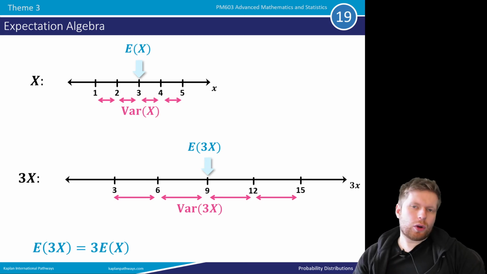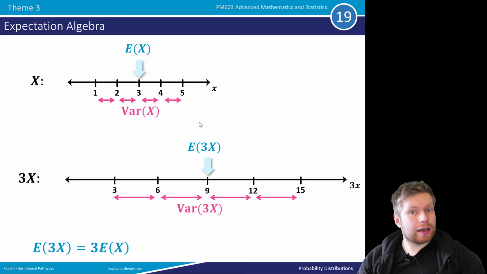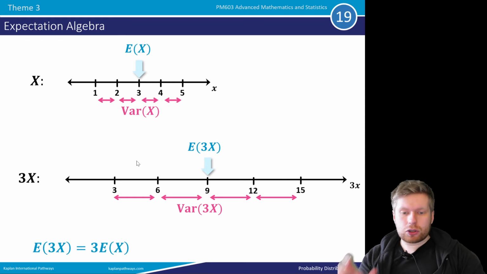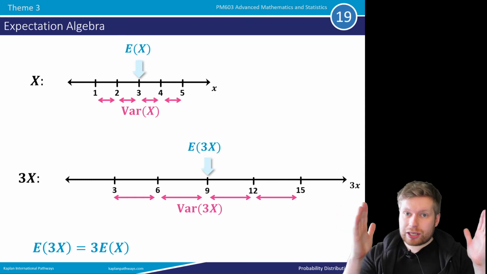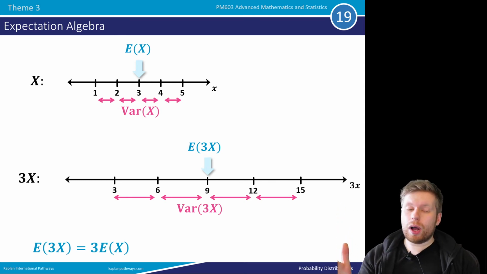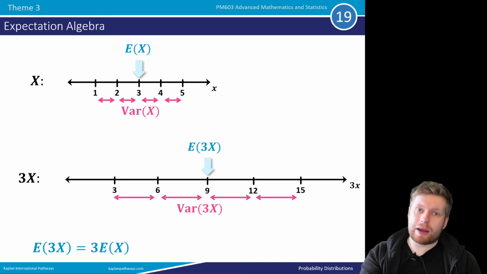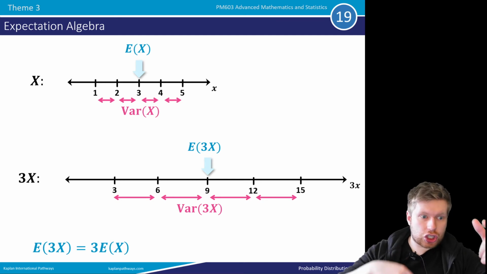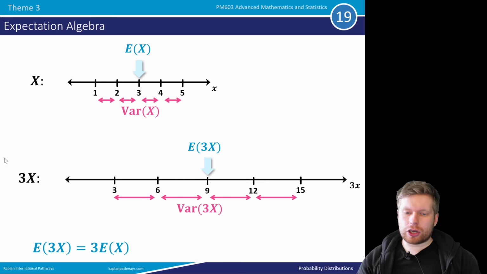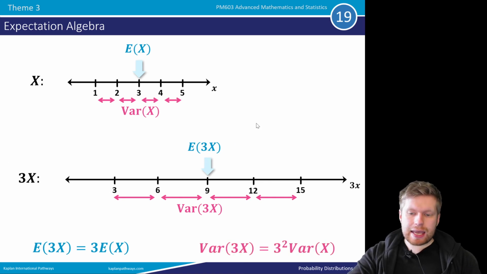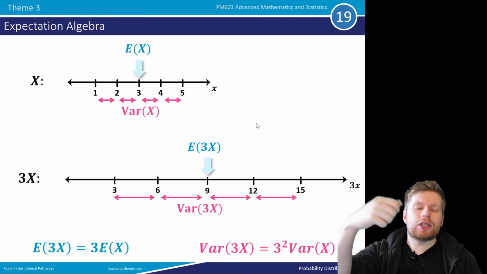But remember that we're not talking about standard deviation here. So the standard deviation between each of these values would be 3 times as far away from where they were before. But because we're talking about variance, and variance is just the square of standard deviation, it means that the variance of 3x should simply be 3 squared times the variance of x.